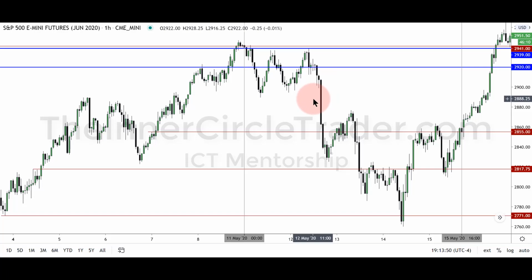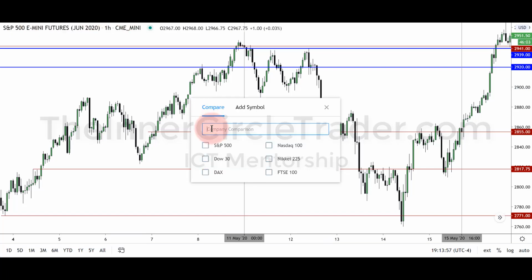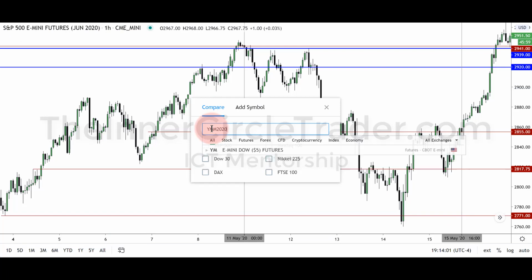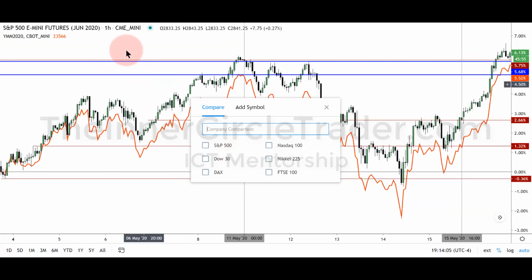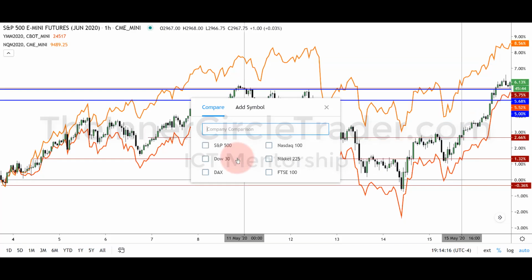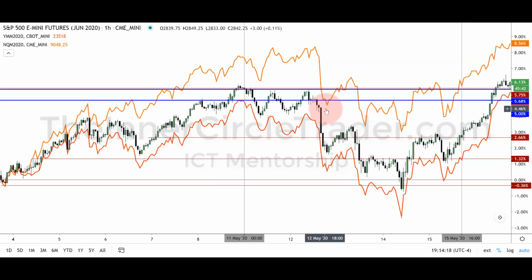So now I want to go and look at something a little bit more detailed, okay, and we're going to add the other index futures, and this is the Dow, okay, and we're going to add also the NASDAQ, okay, and we'll close this up.